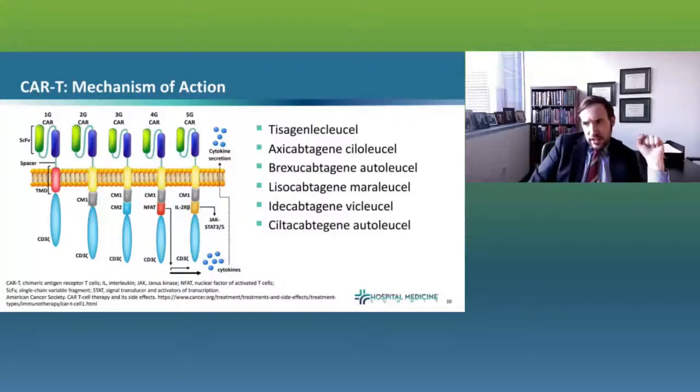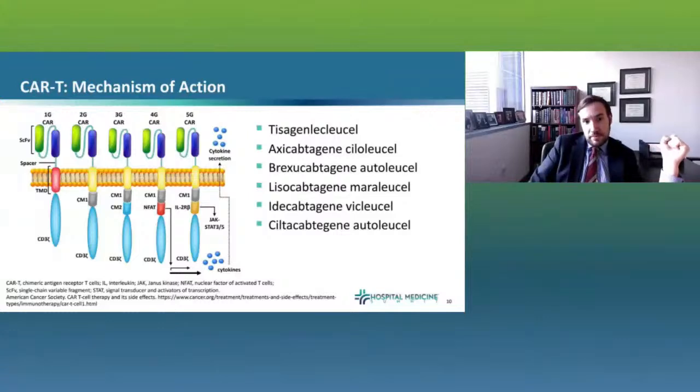Then they start getting approved in second line. And now they're starting to study them in first line. And also myeloma, all these folks used to all go straight to transplant. Now they're starting to talk about pushing transplant further away and supplanting it with CAR T. So long story short, CAR T is here. You're going to see it.